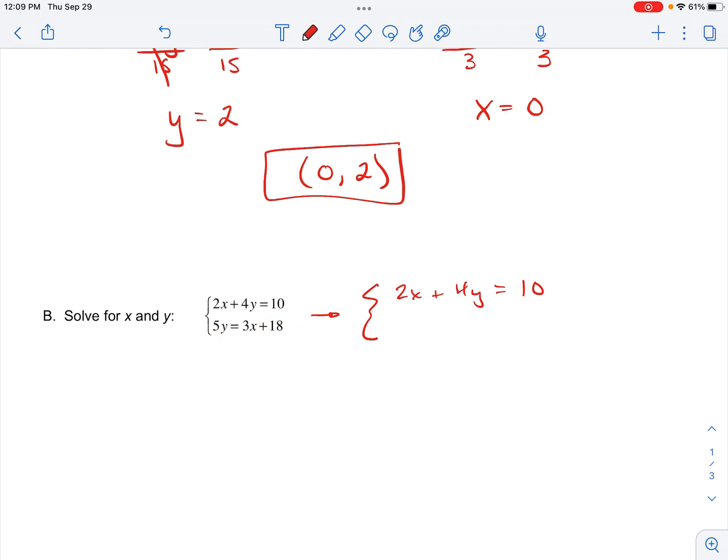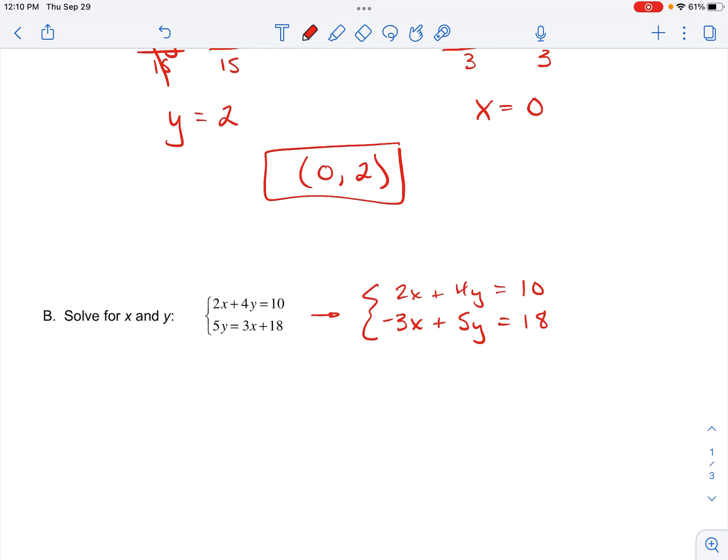So I would like to move this 3x over to the other side. So I'm going to go ahead and make that a negative 3x. The 5y was already there, and I left the 18 on the right. Now things are lining up, and visually, I just think this makes things a little easier to figure out what you'd like to do for elimination.